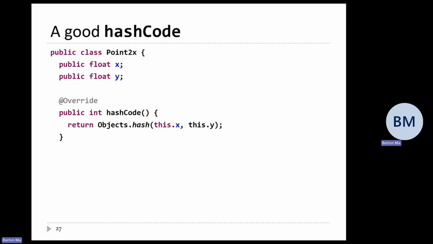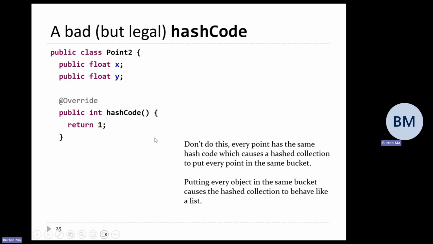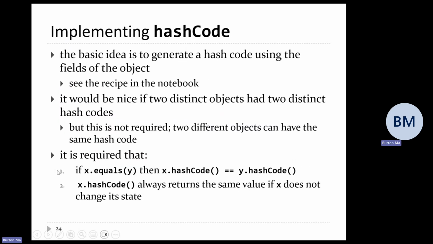I guess there's one other thing I should tell you. You have to be careful about this requirement right here. If x.equals(y) is true, then the hash codes must be equal. Remember what you do in equals: you compare the fields of an object. Sometimes in equals, you don't compare all the fields, because some of the fields might not be relevant. If you leave some fields out of equals, you have to leave the same fields out of hashCode.